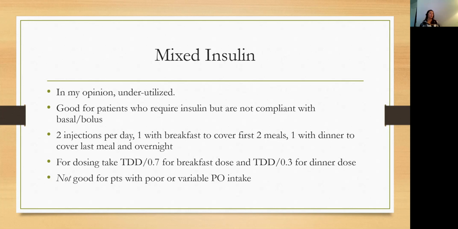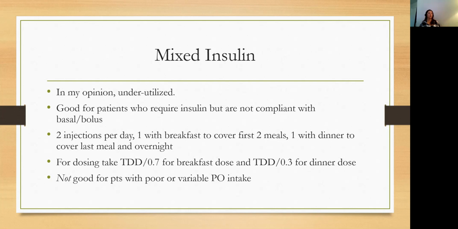If you were going to put them on mixed insulin, you would take that total daily dose and multiply it by 0.7 for the morning dose. So 19 times 0.7 is 13.3, and we just round that to 13. And 19 times 0.3 for the dinner dose is 5.7, so let's say 6. So basically you'd give them 13 units with breakfast to cover breakfast and lunch, and 6 units with dinner to cover dinner and overnight.